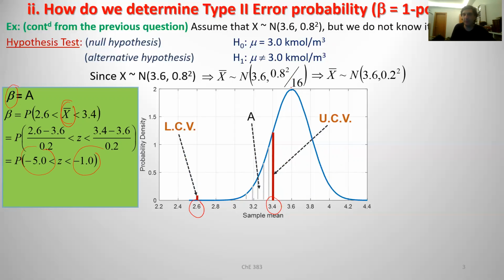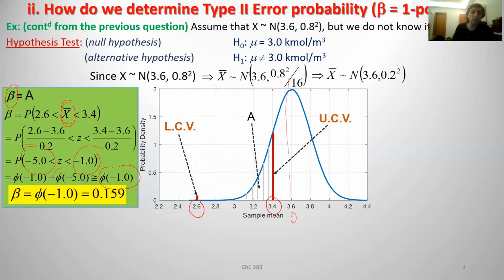And it's pretty much obvious because when you standardize, this mean value is going to be equal to 0. So this is going to be -1 to -5. And when you find these values, -1 being smaller than -5 is almost a 0 probability. So this is going to be approximately equal to the cumulative distribution function evaluated at -1, which is going to be equal to 0.16. So we have a 16% or 0.16 probability of type 2 error.